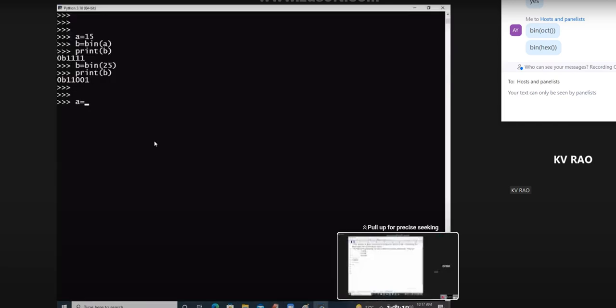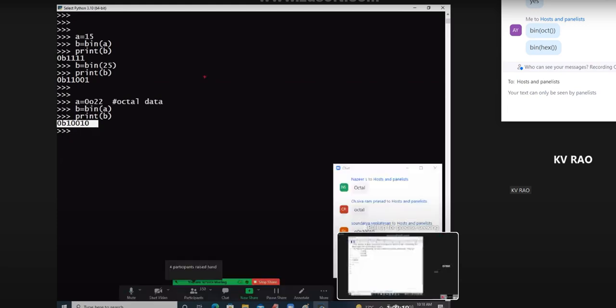I say a is equal to 0o22. Which data is it? This is octal data. I will write a comment, which means it is ignored. For your understanding, I wrote a hash, octal data. I want to convert that to binary. b is equal to bin of a. 22 is converted into binary. Happy, no problem. Print of b. What is it? Directly, 22 is converted to binary. It looks like this. It is the binary data of the octal data.